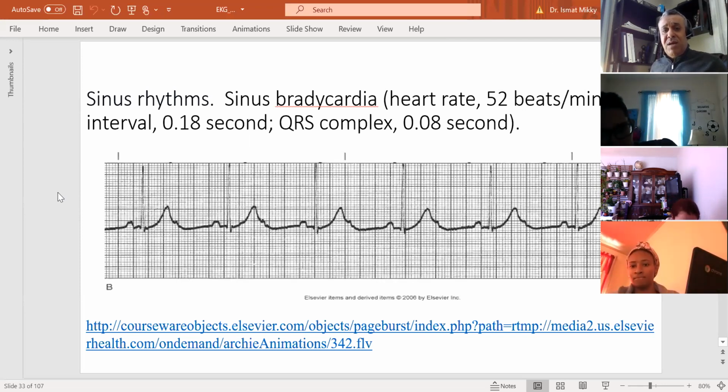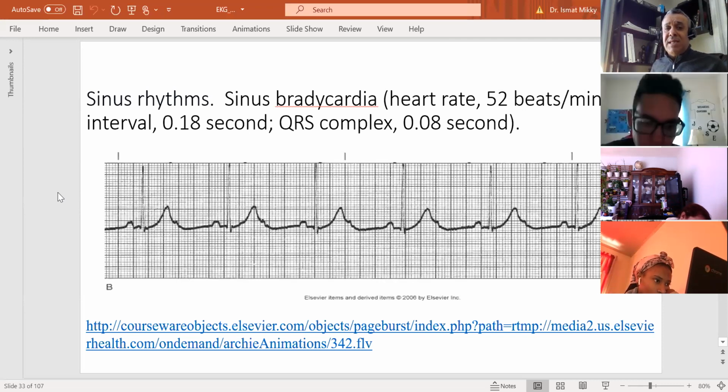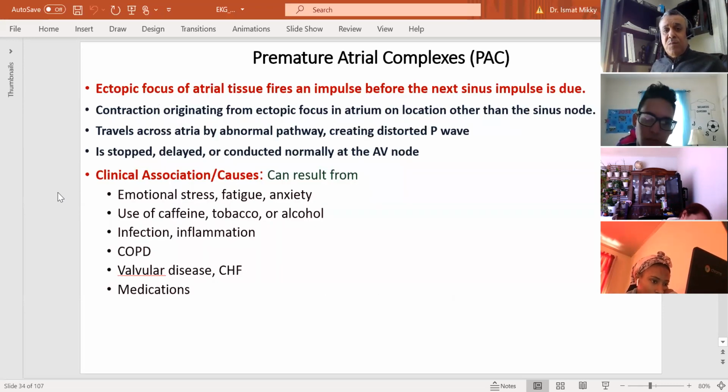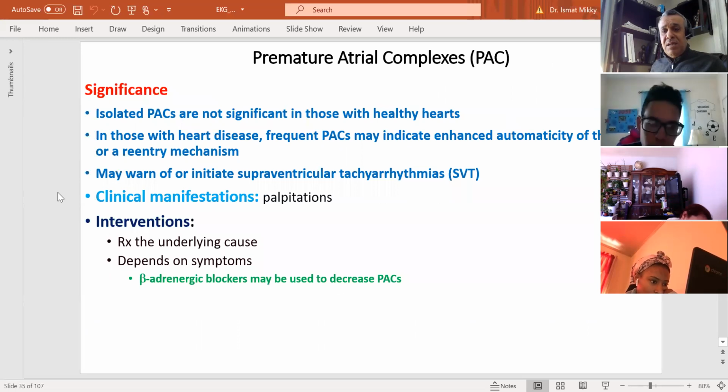So the rhythm is regular, but the rate is out of the norm, or not within defined limits. It's out of the range. The range is 60 to 100, and it's less than 60. So this patient has sinus bradycardia. Let's take another. Yes, go ahead.